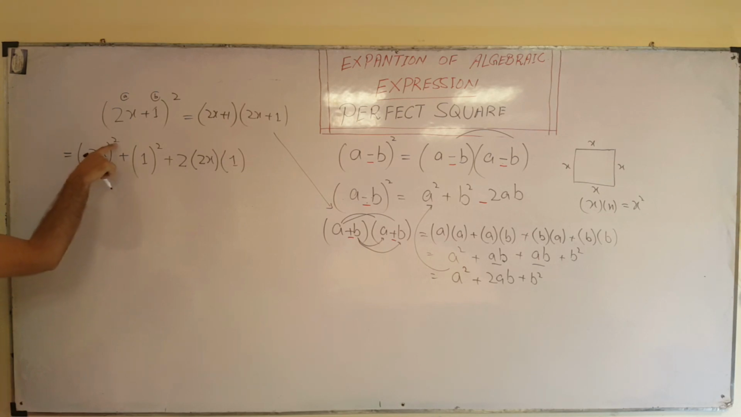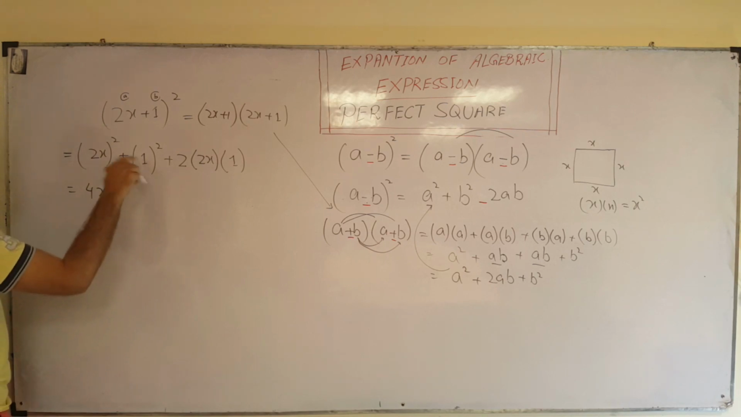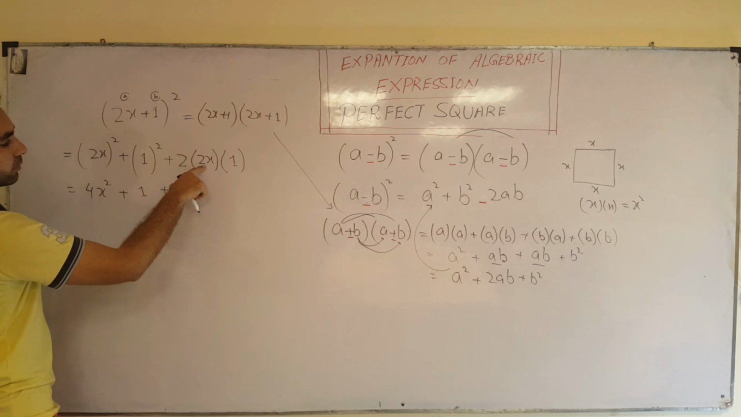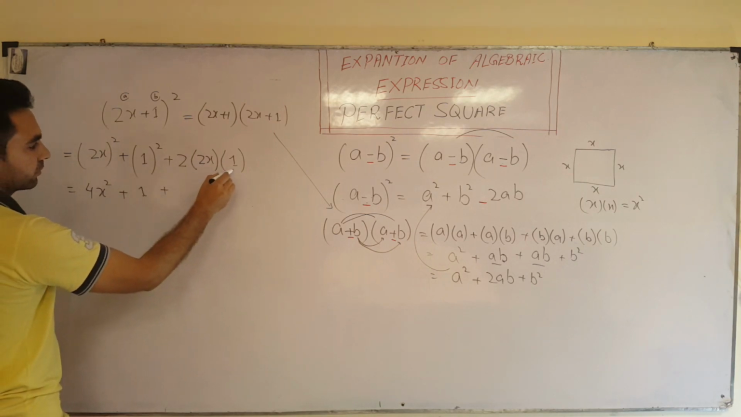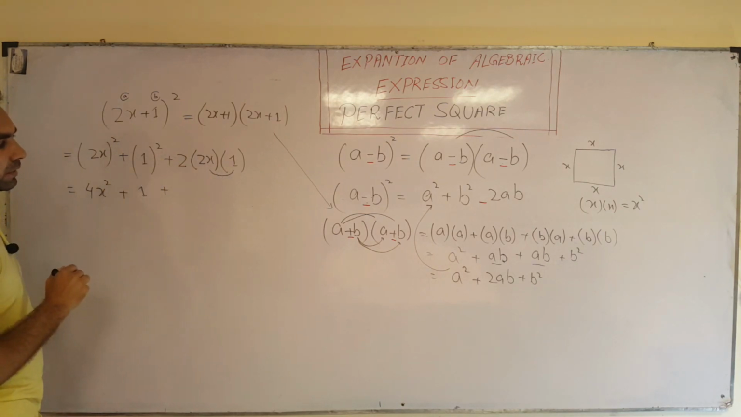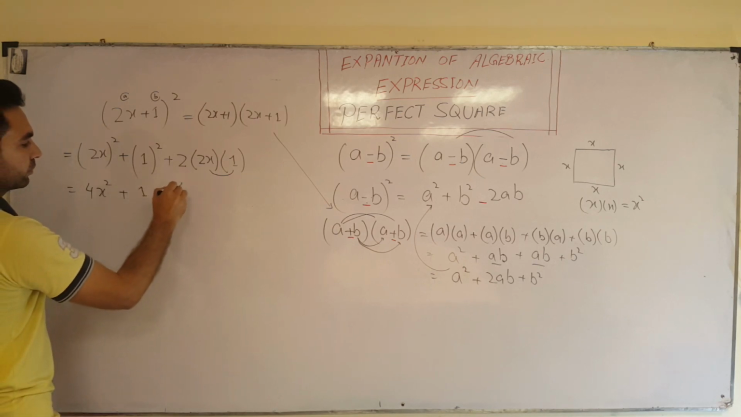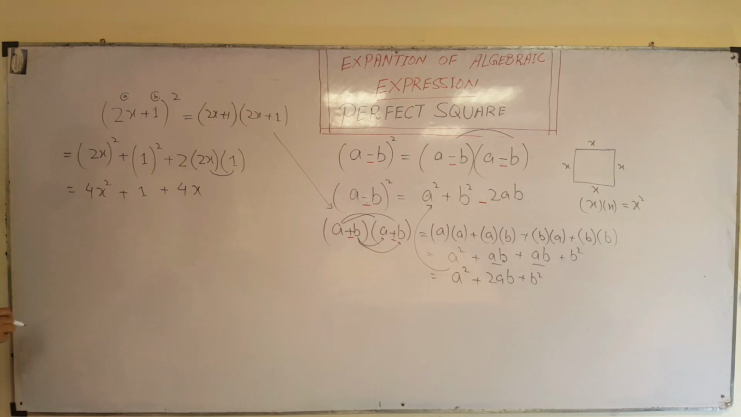2x square means this square is on 2 and this square is on x. So the square of 2 is 4 and the square of x would be x square. The square of 1 is 1. And then this 2 will multiply to this and this. So what you can do is multiply these two first. 2x times 1 gives you 2x, and then you multiply that by 2 gives you 4x.